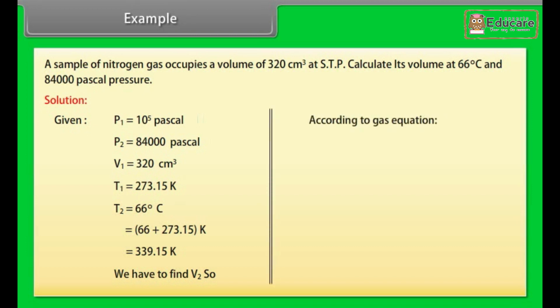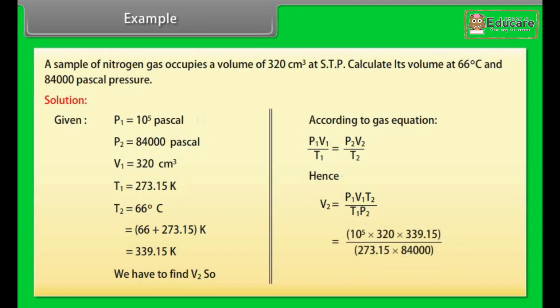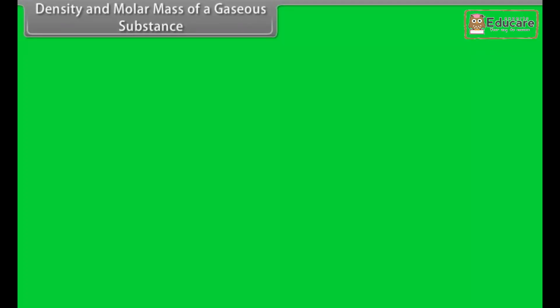So, according to the gas equation, P1V1/T1 = P2V2/T2. Hence, V2 = P1V1T2/(T1P2) = 10^5 × 320 × 339.15 / (273.15 × 84,000) = 473 cm³.